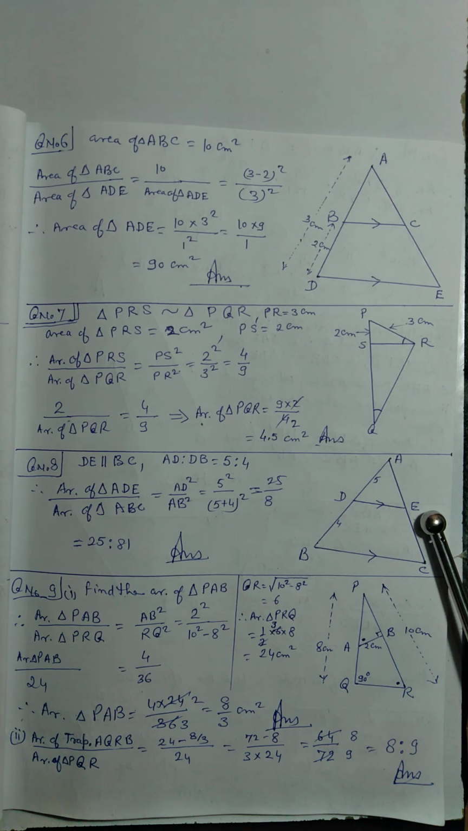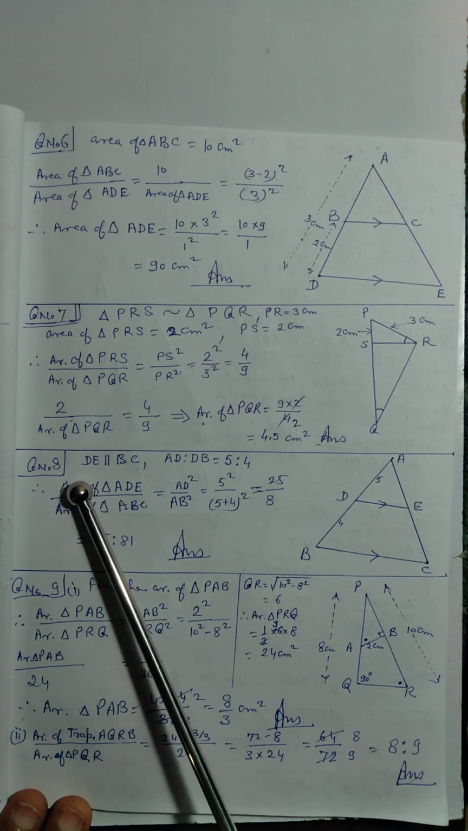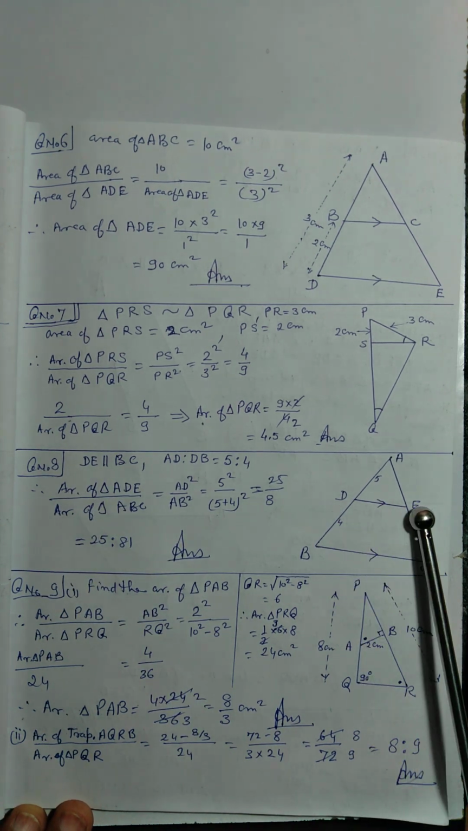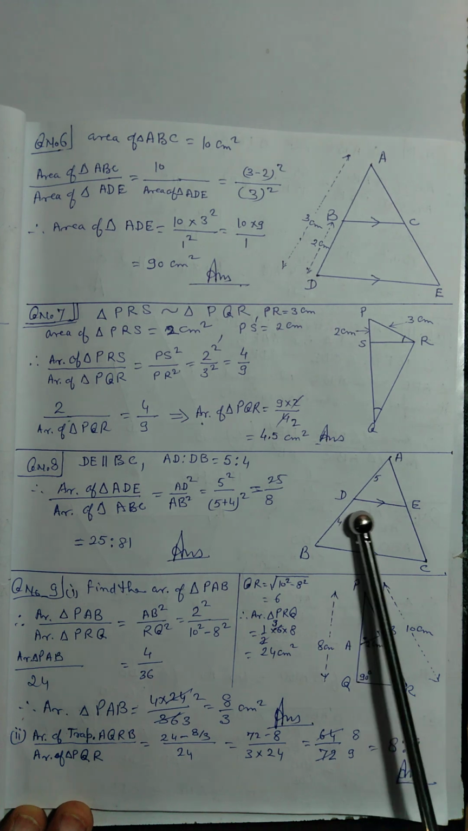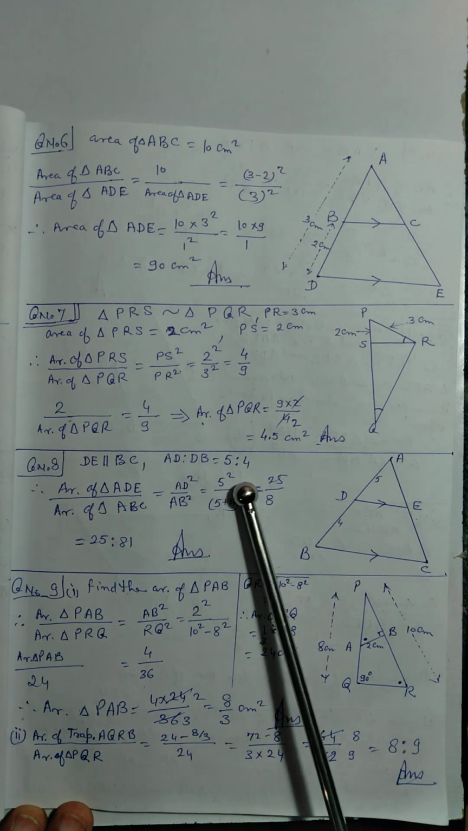Now question number 8. In figure, the DE is parallel to BC and AD is to DB, that is 5:4. Find the area of ADE upon the area of ABC. You see, the DE is parallel to BC. It is already given. DE is parallel to BC, AD is to BD, that is 5 is to 4.